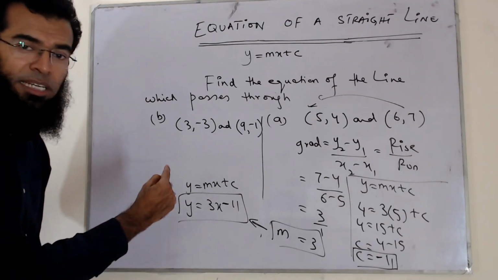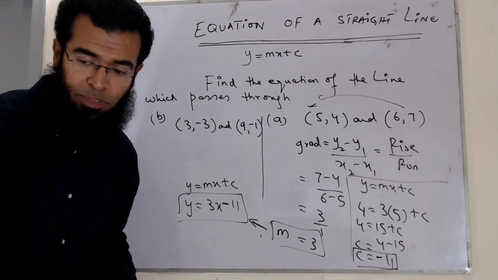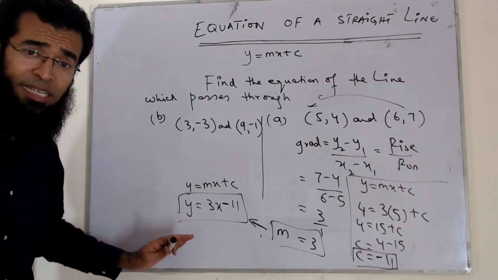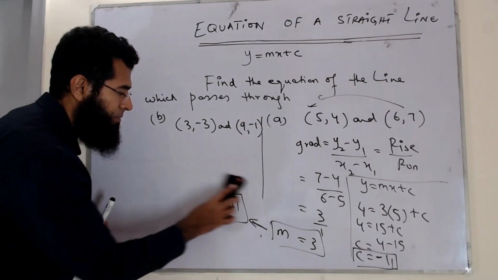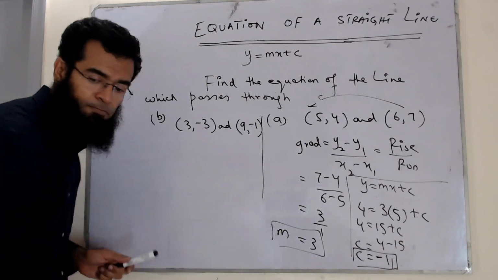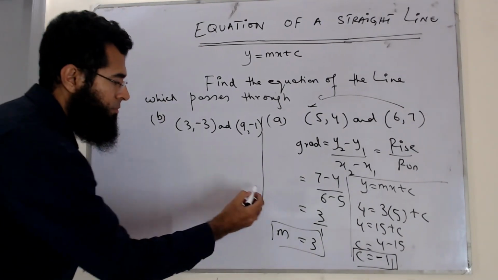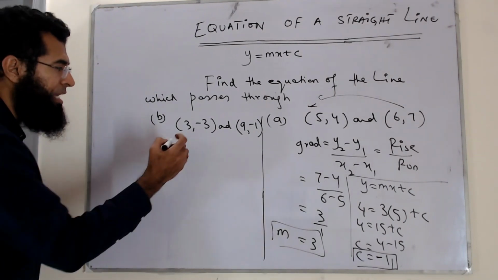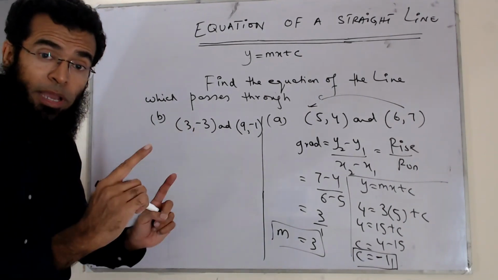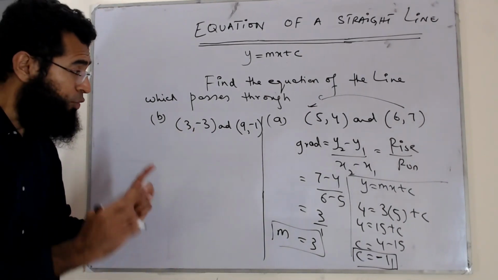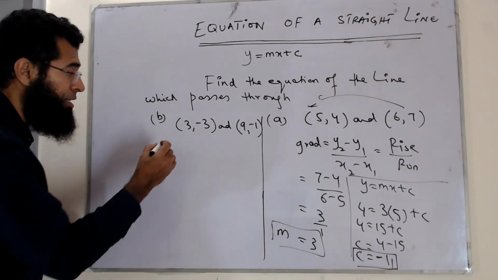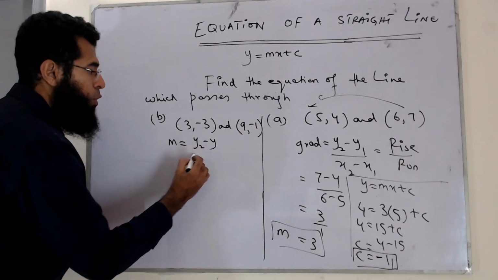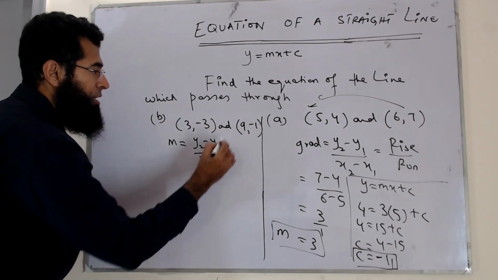Let's have a look at another example, right? So I'm going to erase this so that I can write it. Right, let's have a look at this. So once again, we are given 2 points on a line. So first things first, let's find the gradient. So what is the gradient? y2 minus y1 over x2 minus x1, right?